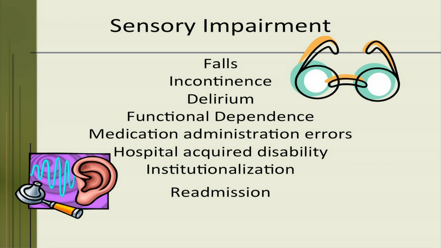We know visual deficits in particular have a greater effect on balance in the older adult than in a younger patient. So you want to screen on admission and ask those questions. Do you wear glasses? Do you have hearing aids?